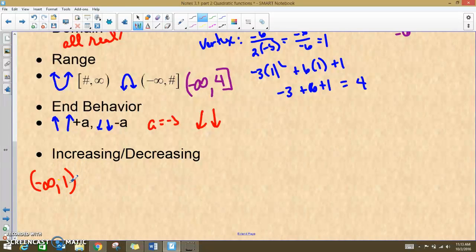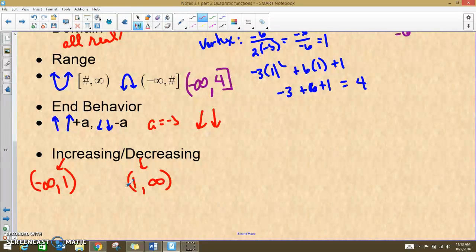Remember, we always use parentheses, so that's our increasing. Decreasing, at that same point of 1, it starts to turn and go in a downwards motion, and as Patty continues forever in the positive x direction, it's going to continue in that downwards motion, so then it goes on to positive infinity. Now, the numbers for increasing and decreasing should always match the x coordinate of our vertex.